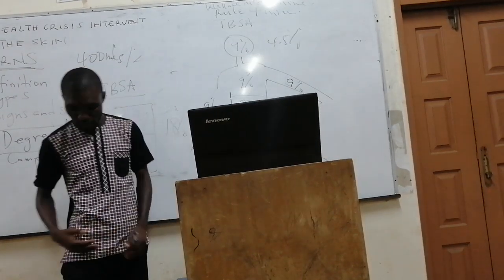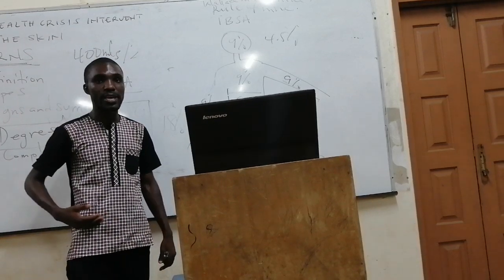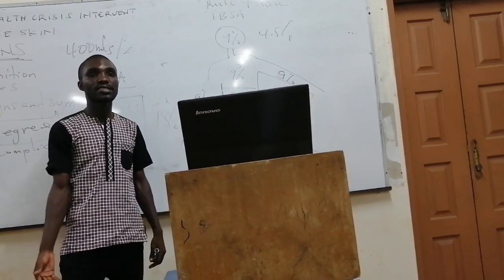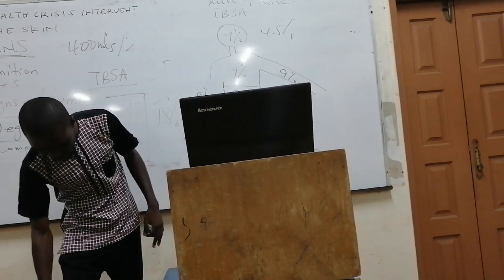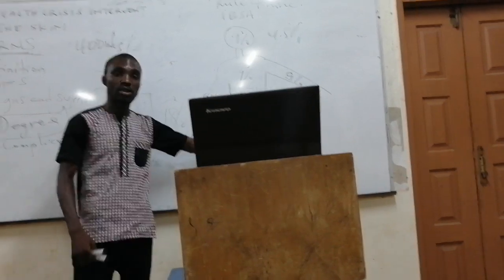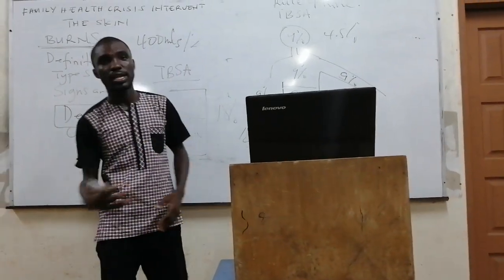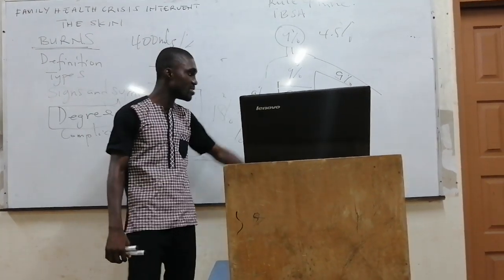Or if only the upper parts, starting from the thighs to the knee, we can give 9% for that. And then from the knee to the toes, you can also give 9% for that. But if the whole leg is involved in the burns, then you can give 18%.